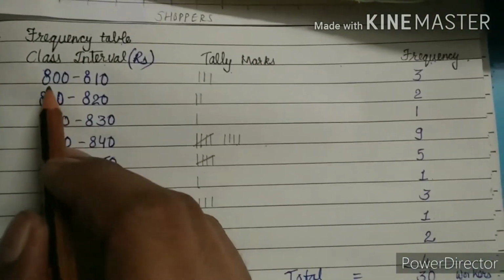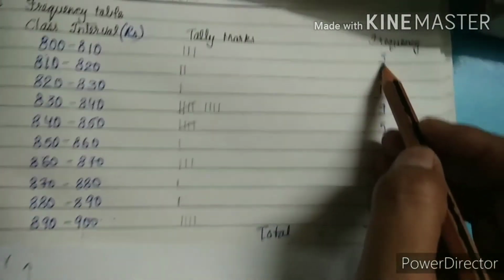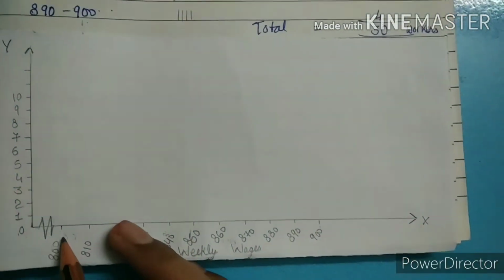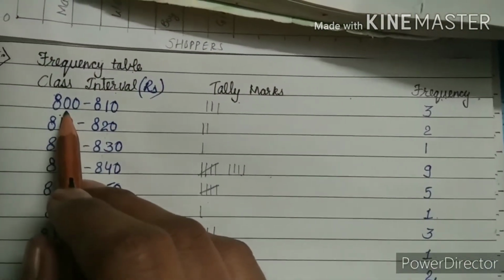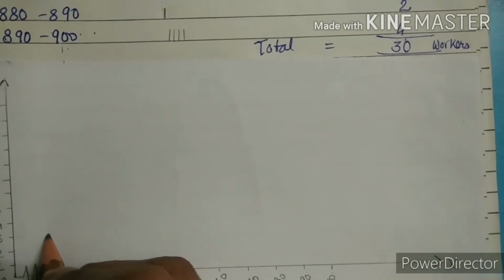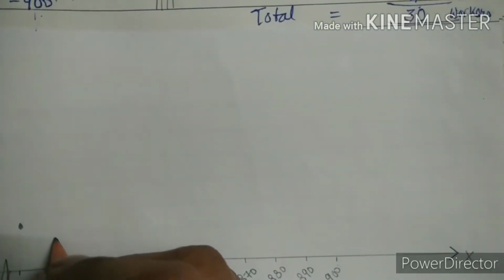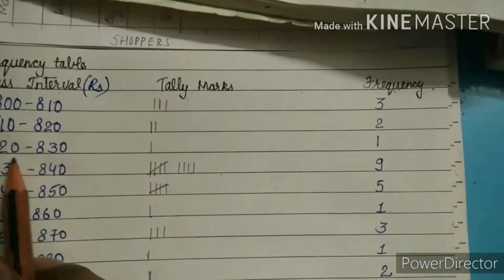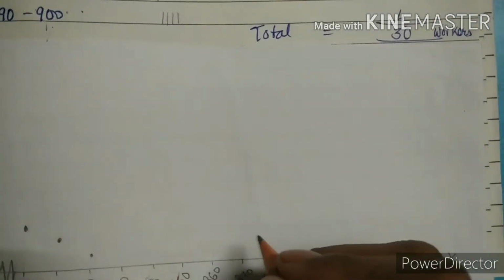Now 800 to 810 we have 3, three workers. Since 800 is the lower limit, 3 will be marked on the 800. So here is 3. Now 810 frequency is 2, so here I will mark 2. Now 820 frequency is 1, so here I mark 1. In the same manner it will continue going on.